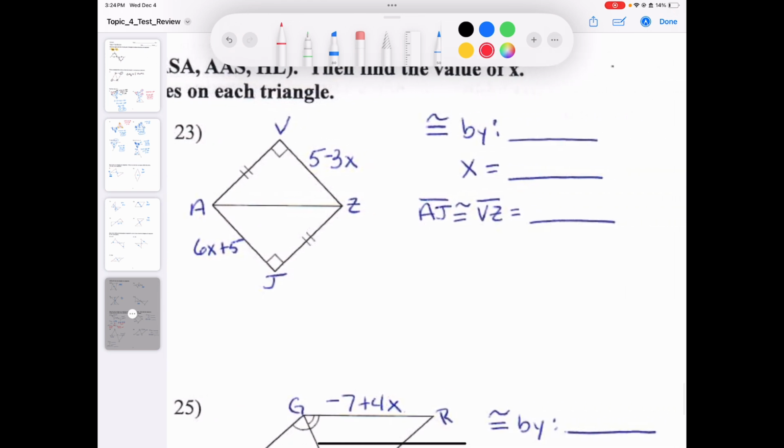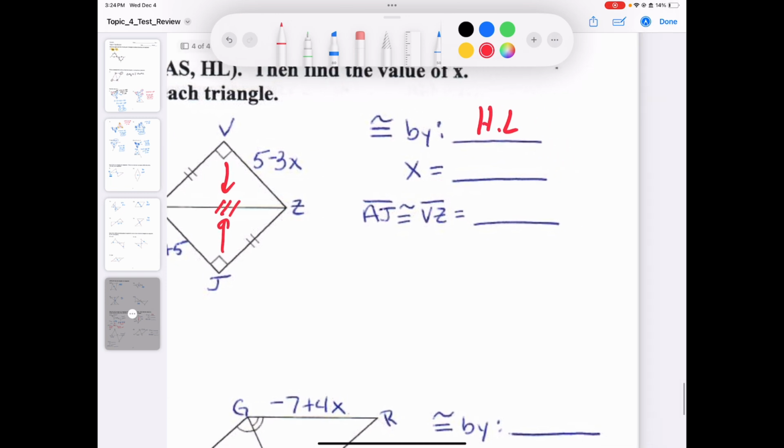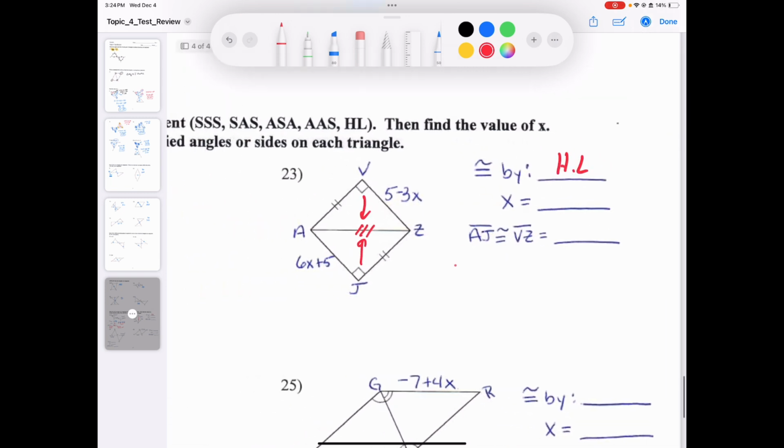23, I've got a right angle. I can put some marks there. So I look, that's my hypotenuse. I've got hypotenuse and a leg. So by hypotenuse leg, corresponding sides are congruent. I'm going to do it down here. So 5 minus 3x is equal to 6x plus 5.